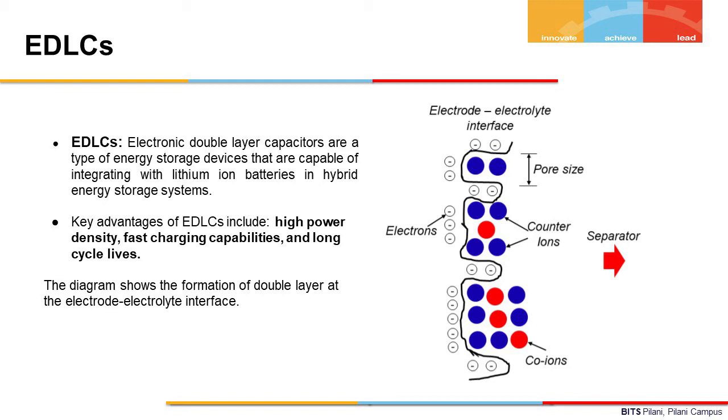As voltage is applied across the cell, counter ions from electrolyte move towards the electrode and form a double layer at the electrode electrolyte interface. Formation of double layers along with an increase in surface area leads to higher capacitance, thereby higher energy densities of EDLCs.